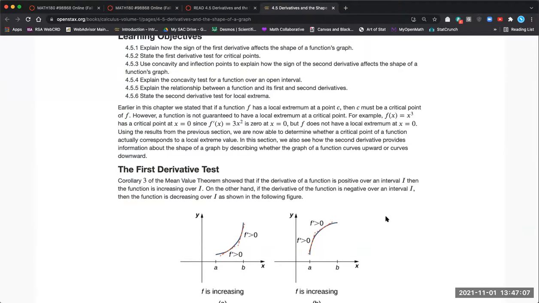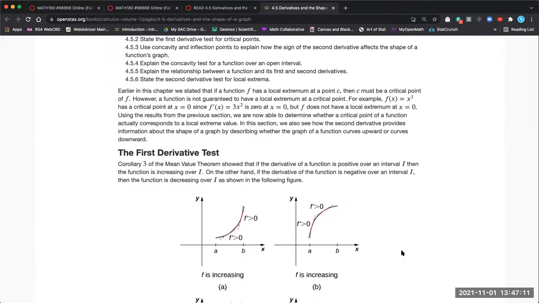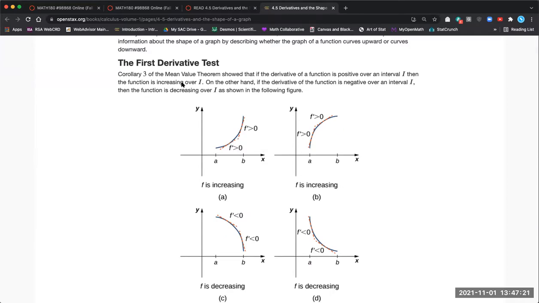Now, with technology and functions, we can graph them and we can see that, but we still focus on the idea of how those derivatives, the first and second derivative, relate to the shape of a graph. So we first take a look at something related that comes from the mean value theorem. If you can go back, it's corollary 3.